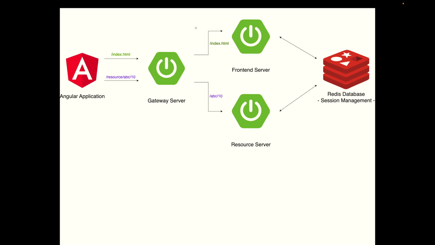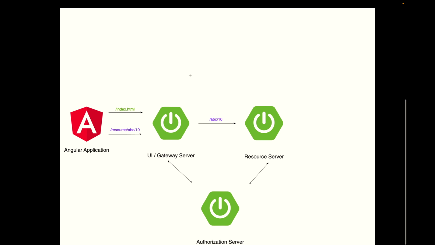This was our earlier architecture. Now we want to go to this architecture where our UI server and gateway server will be the same. This will be responsible for rendering the Angular app and also routing the request to the resource server if required, based on the request path or whatever parameter we can use. So we will create three services: authorization server, resource server, and UI or gateway server. In this video, we will create the authorization server, and the resource server and gateway server will both talk to the authorization server.